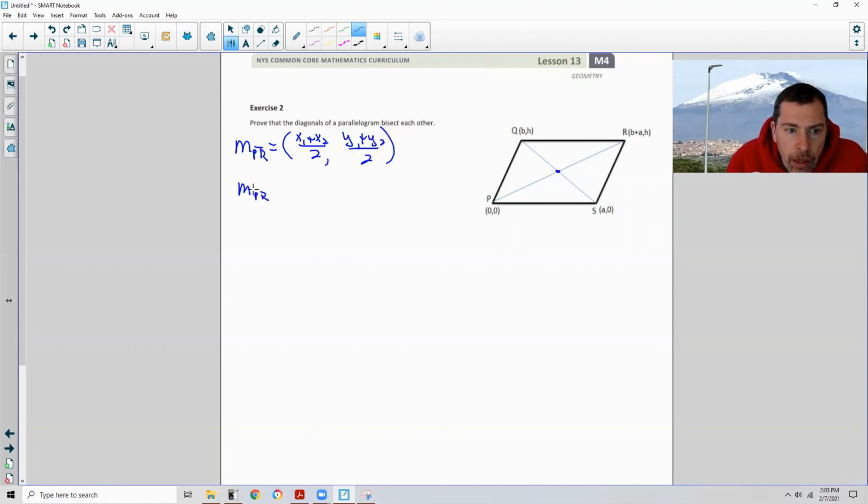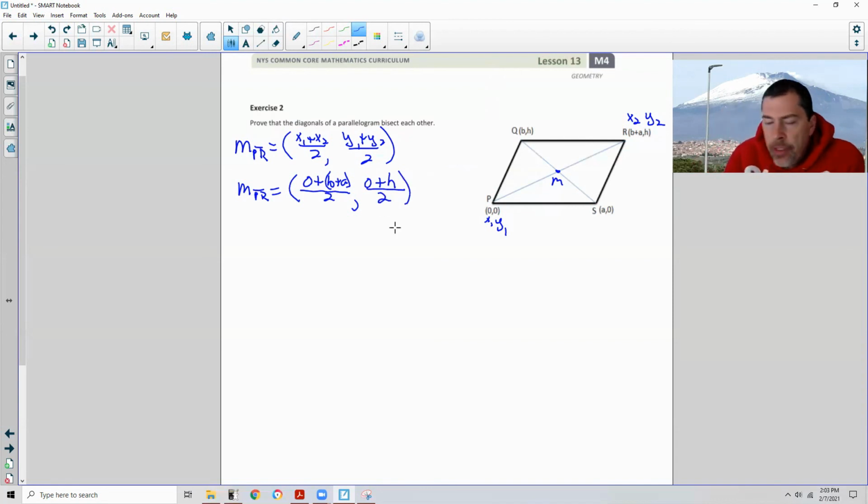So the midpoint of PR is going to equal, and so PR is here. P is our first letter, so this is x1, y1, and this is x2, y2. The midpoint of that PR is here. So it's x1, 0, plus x2, b plus a, and I'll put that in parentheses so you know that that's my x2, all divided by 2, comma, y sub 1, which is 0, plus y sub 2, which is h, all divided by 2. Okay, so that simplifies to the midpoint of PR equals b plus a over 2, right? The 0 cancels, and the 0 cancels here, comma, h over 2. So there's the midpoint of PR with respect to the way we name these vertices.